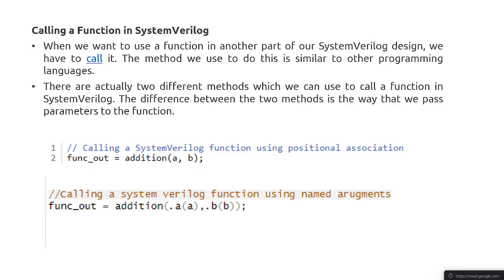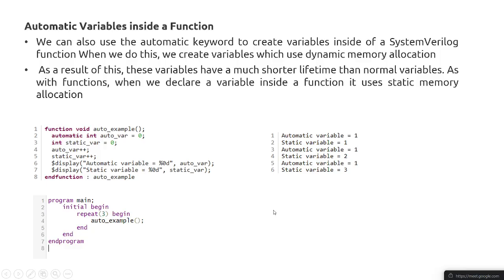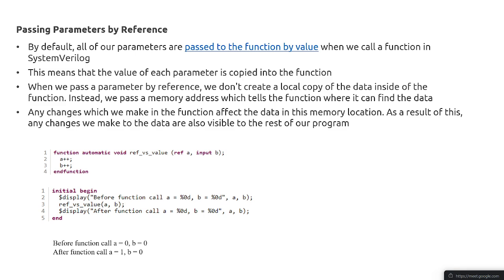So I told you about pass by name, pass by value, and pass by reference. Those are the functions. This is an example of an automatic function, you can execute that. Automatic variable inside the function, and automatic variable passing the parameter by reference.